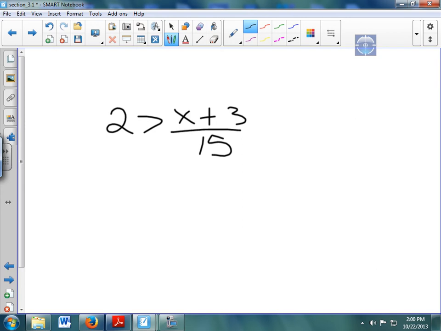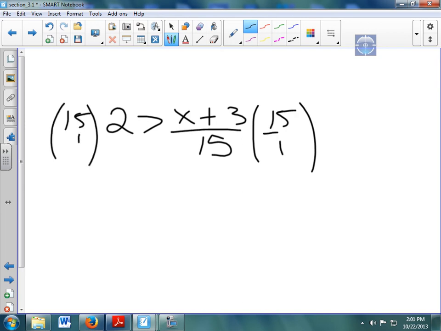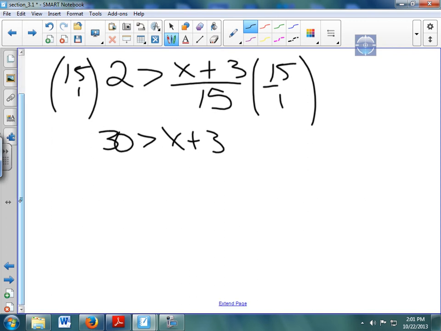So now I need to get rid of the bottom. How do we get rid of the bottom? You're going to multiply each side by 15 over 1, otherwise known as just 15. So this becomes 30 is greater than x plus 3. Now I'm going to subtract 3. Subtract 3. 27 is greater than x.